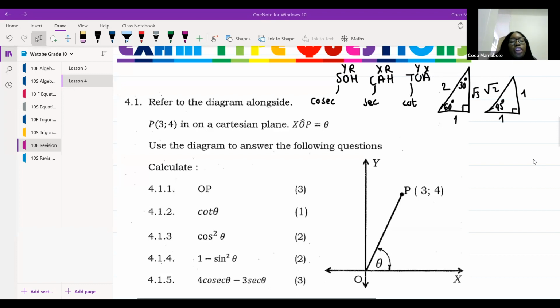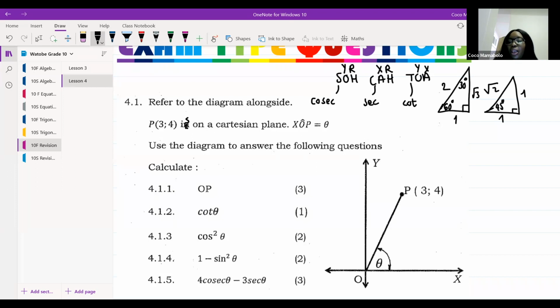All right, so we're going to look at question 4.1 quickly, and we're going to read all the information they've given us, guys. Remember, read the information given. Okay, it says, refer to the diagram alongside. It says point P, which is (3; 4), is on the Cartesian plane. XOP is called theta, and use the diagram to answer the following questions.